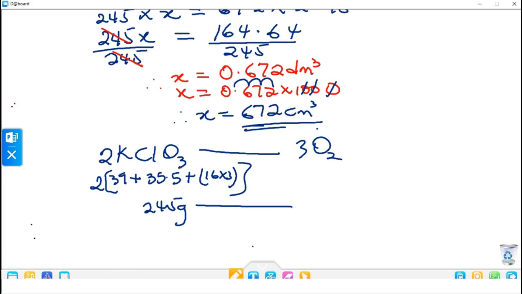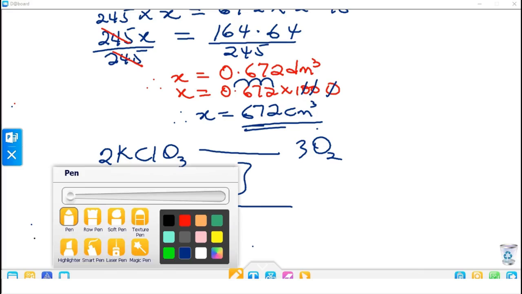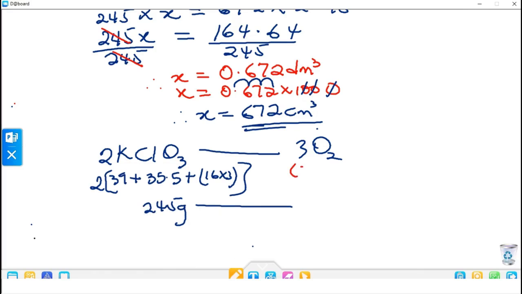as against, in the first example, where we did volume of oxygen. That is to say, we did 3 moles of oxygen gas. But now we are not interested in 3 moles because the question is not requiring us to find volume. This time around, the question requires that we find the mass of oxygen gas that will be produced.